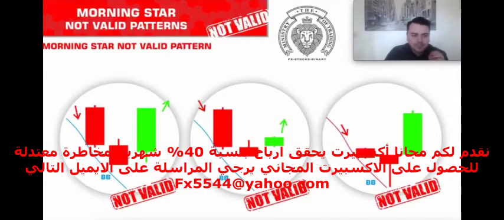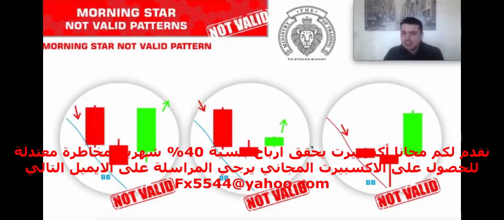All right, now let's look at what is not valid. In the first example here, in my opinion, it is not, because you're going to see that the star is pretty much half of the size of the first candle, and it's too big. You want to have a very small star. In fact, the smaller, the better.